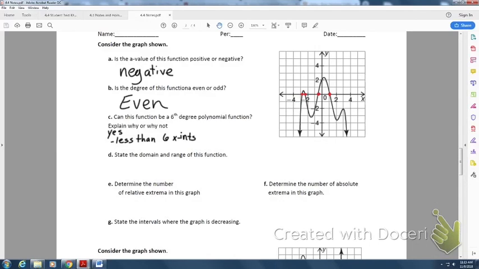The other way I can tell is the number of extrema. This one has 1, 2, 3, 4, 5. And as we've already talked about, the maximum number of extrema is always 1 less than the degree. Well, if the degree is 6, the maximum number that it could have is 5. And so I can look at it and say that my explanation can be that it has 5 extrema.